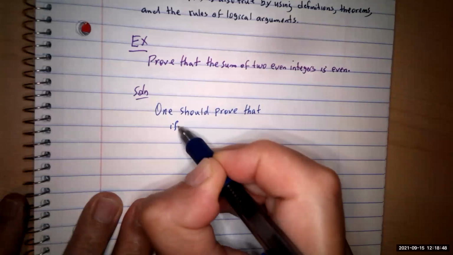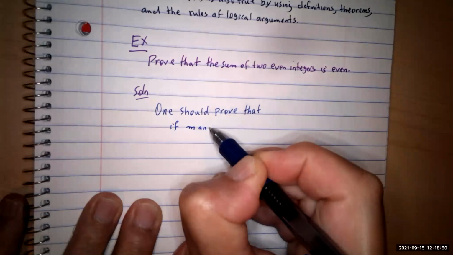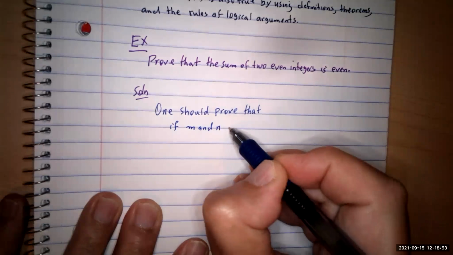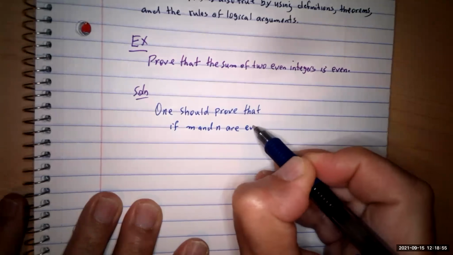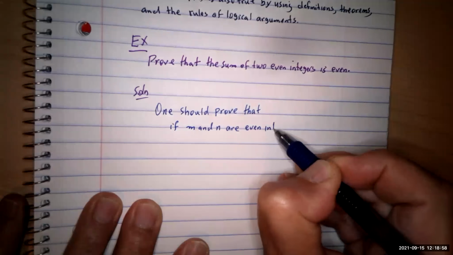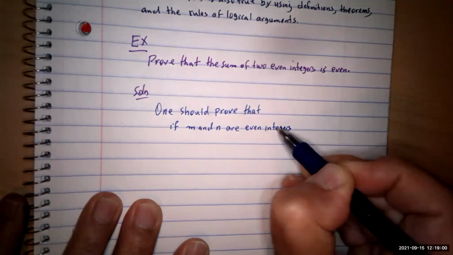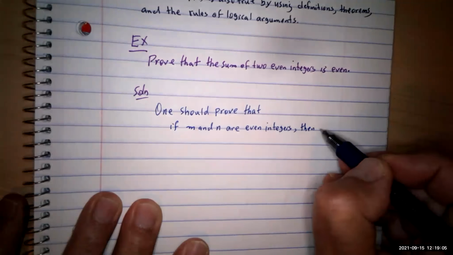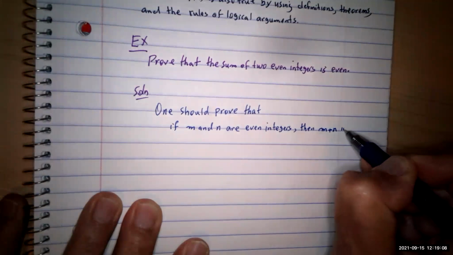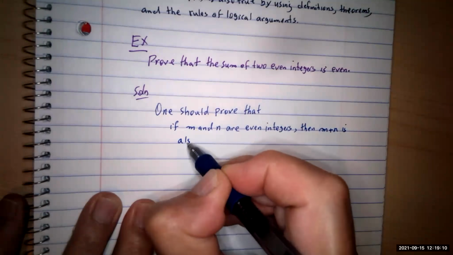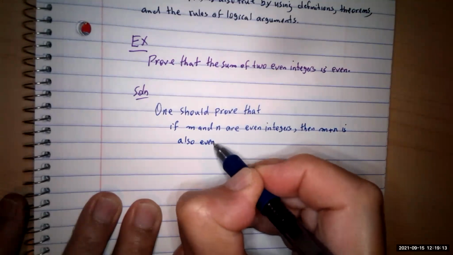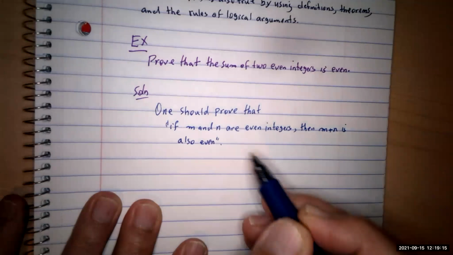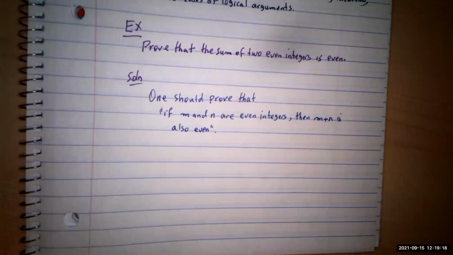if M and N are even integers, then M plus N is also even. You see, you change it to the symbolic form, or just right away assume that M and N. This is just for information. You talk to yourself that, I have to do this one.